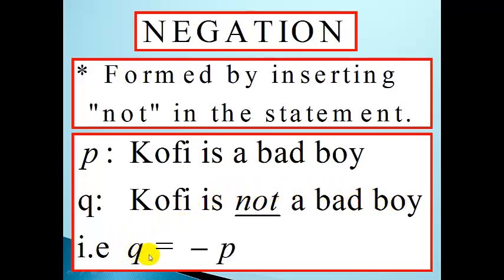So Q is the negation of P. That's when we negate the statement P, we have the statement Q. So Kofi is a bad boy is statement P. Kofi is not a bad boy is statement Q. So we negate P by inserting nots. That is how we form the negation.